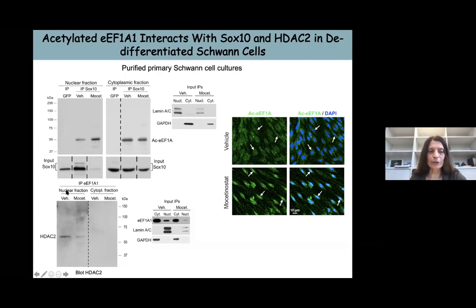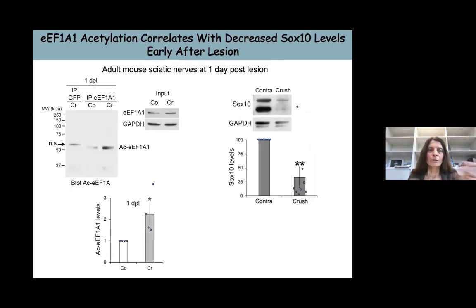So we also checked whether HDAC2 was co-immunoprecipitating. That was the case only in the nuclear fraction. So then we had this confirmation that acetylated EF1A interacts with SOX10 and HDAC2 in the differentiated Schwann cells. So then we wanted to check that in vivo.